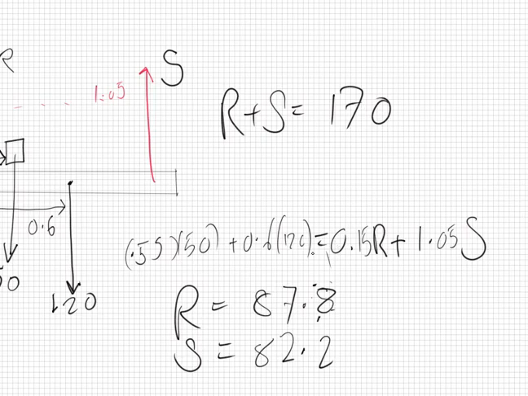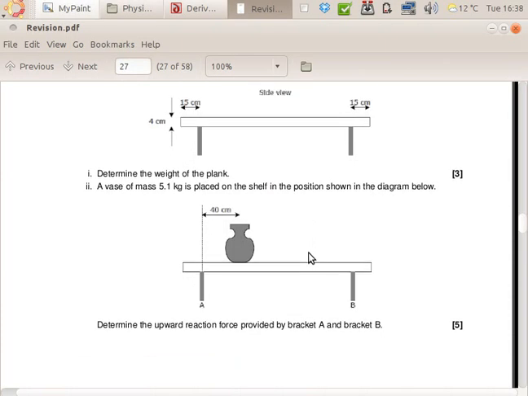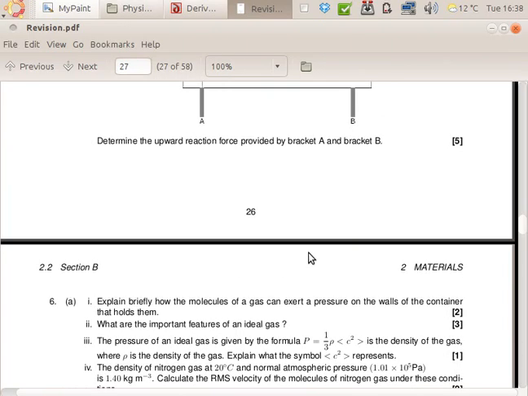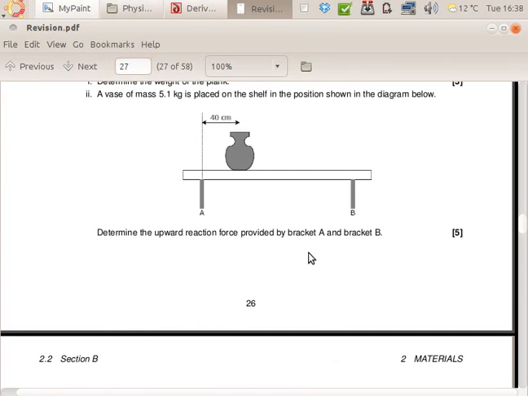Elimination, matrix, whatever method you want. Okay. We've seen this before though, we've seen this a couple of times. Oh, good, that's the end of that.